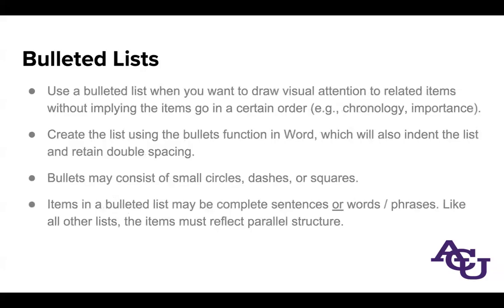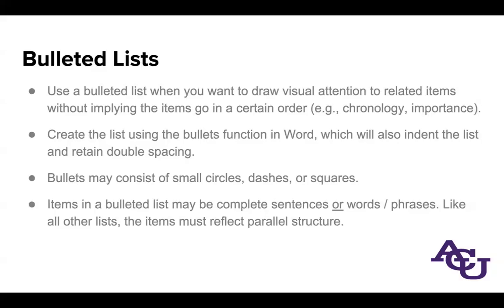The third type of list in APA is pretty exciting because it has variations. It's a bulleted list. You use a bulleted list when you want to draw visual attention to related items without implying the items go in a certain order. So if you had a list that needed to be chronological, you would not use a bulleted list. Or if you had a list where things needed to be in order of importance from most to least important, you would not use a bulleted list. That's when you would use a numbered list. But for now, we're going to talk about the ones that don't need to be in a certain order.